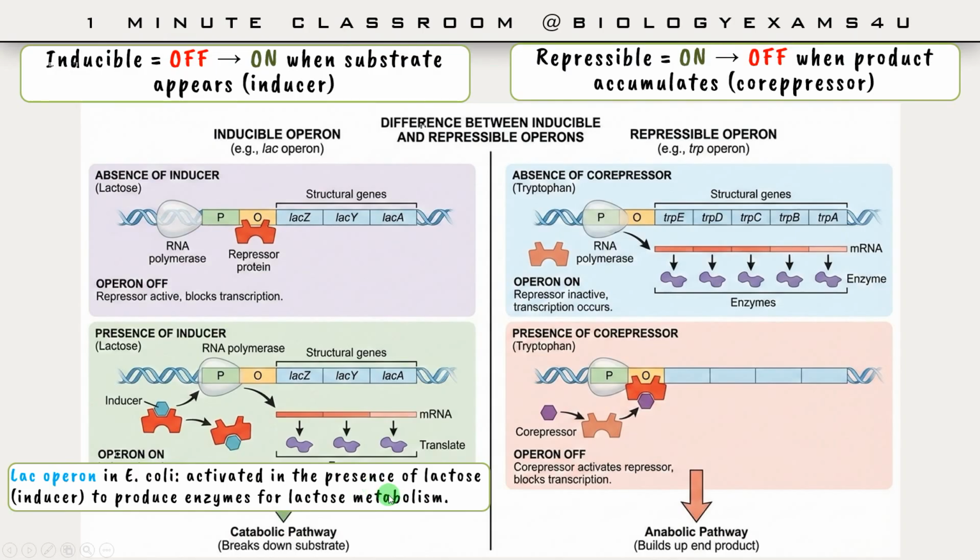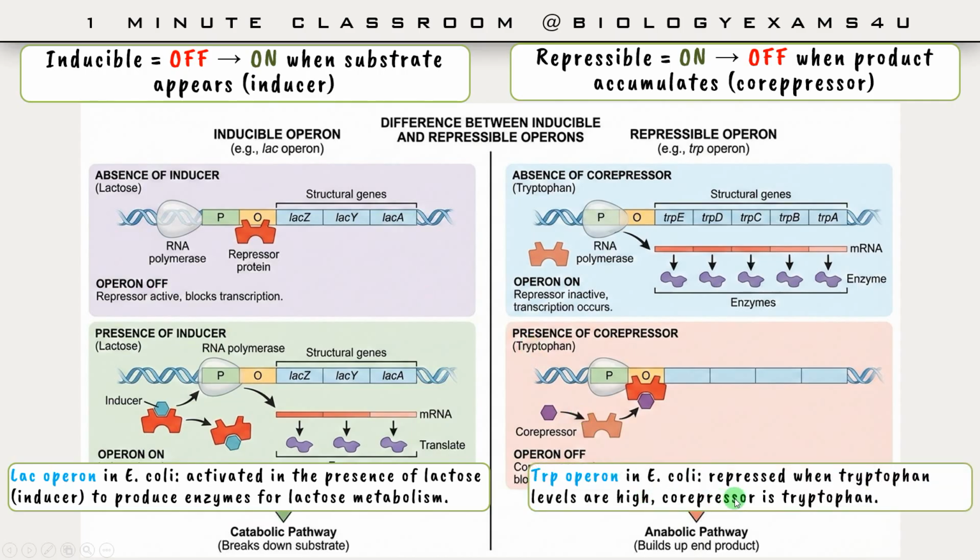So Lac operon in E. coli is activated in the presence of lactose, which acts as an inducer to produce enzymes for lactose metabolism. Whereas Trp operon is repressed when tryptophan levels are high, tryptophan acts as a co-repressor.